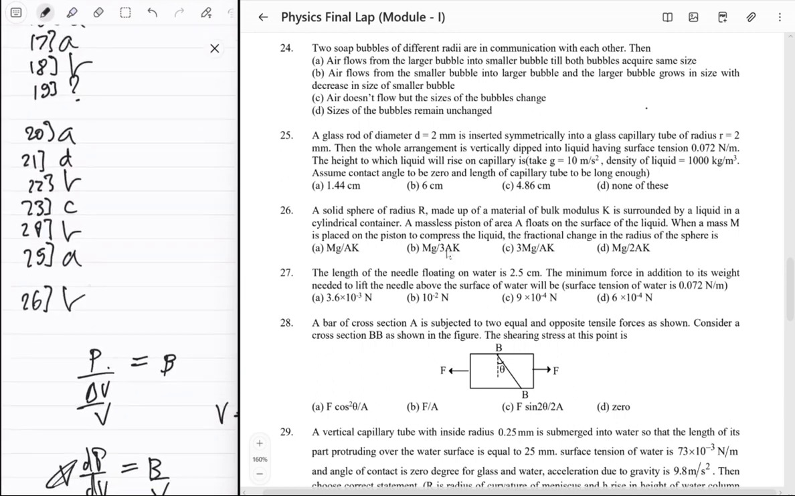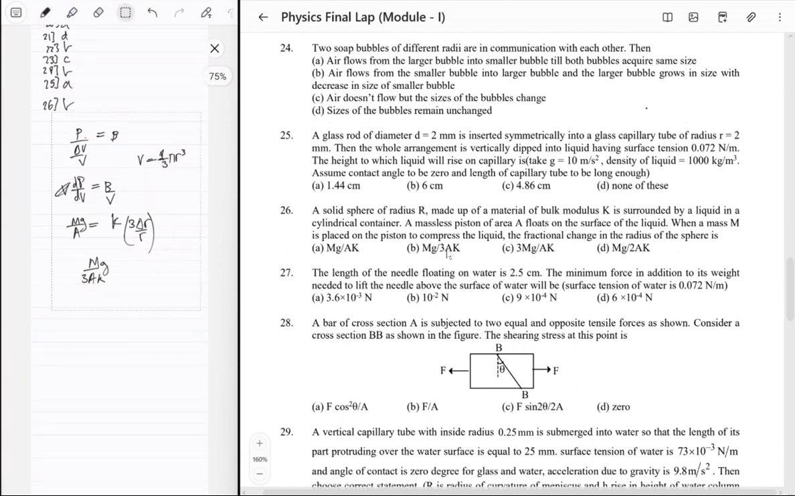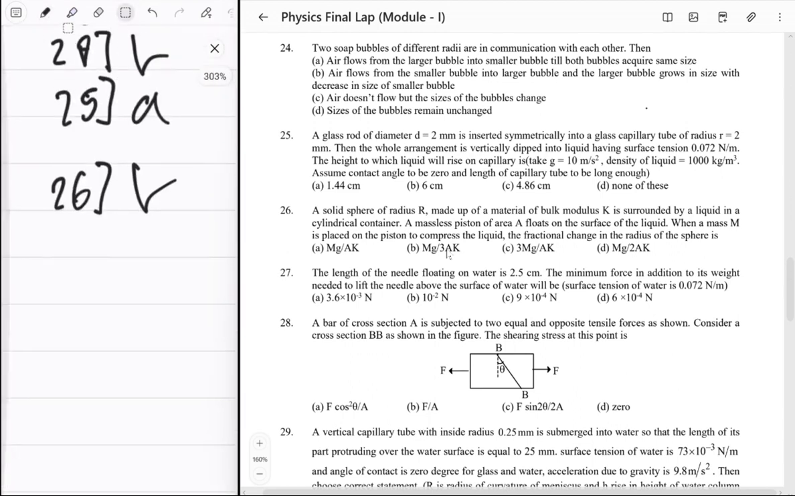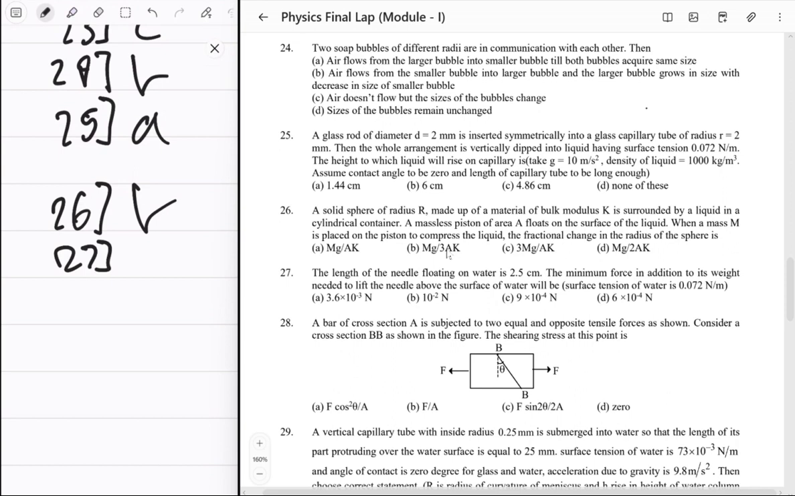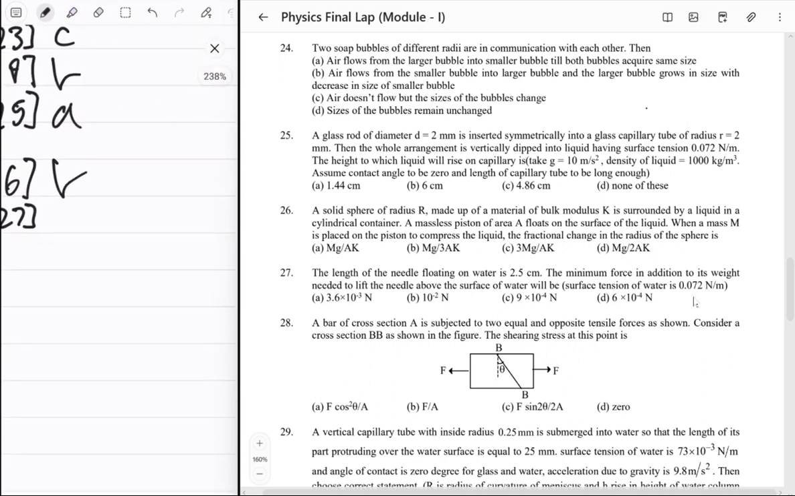Next question, 27. Let's do 27. The length of the needle floating on water is given. The minimum force in addition to its weight needed to lift the needle above the surface of water will be. So surface tension is given, and it acts along two lengths, so 2 times the length.